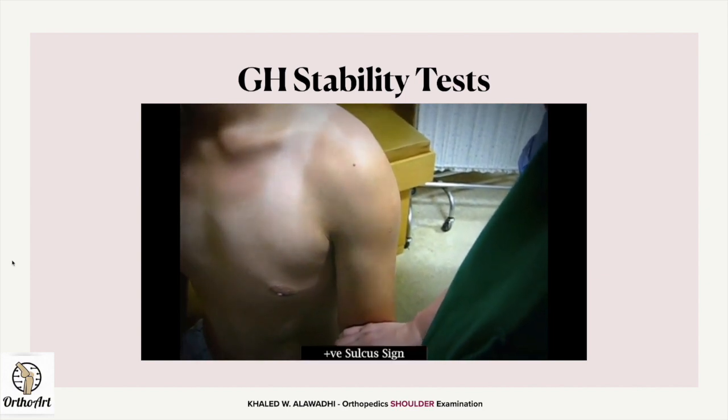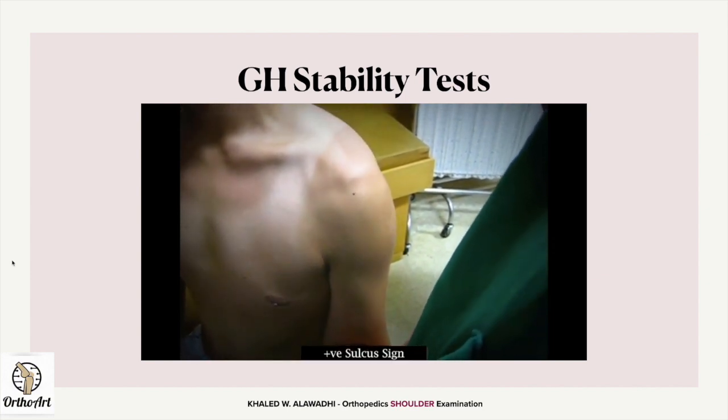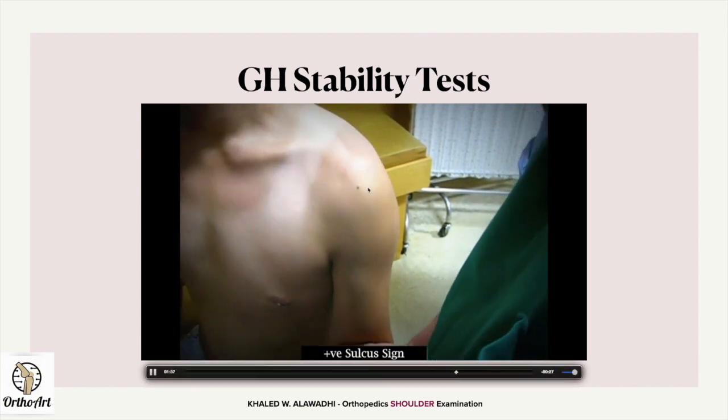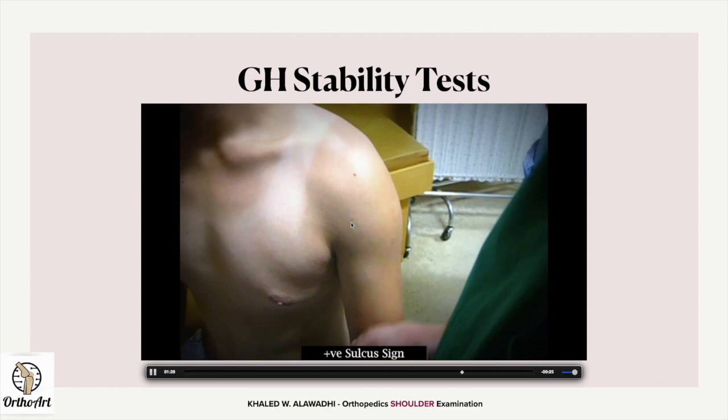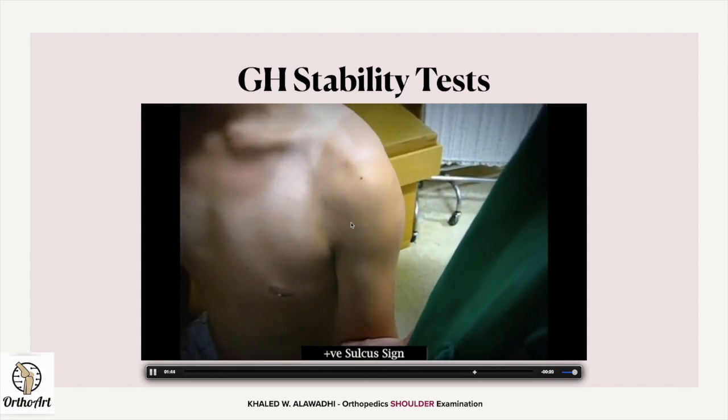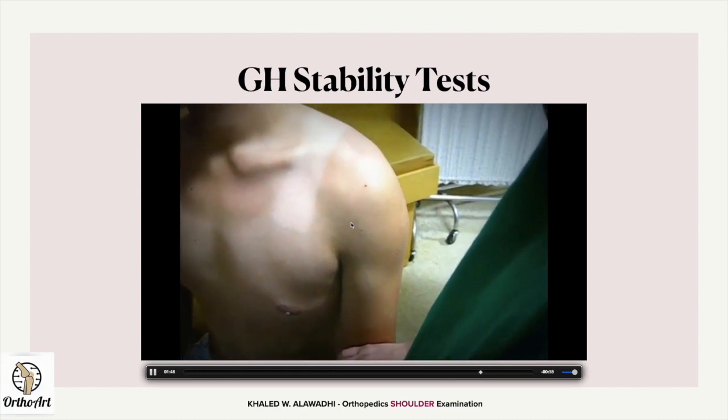So this is a positive sulcus sign. He's attempting downward pressure. As you can see, there's a dimple sign at this area, at the level of the acromion and the acromioclavicular joint. So he's repeating it again.